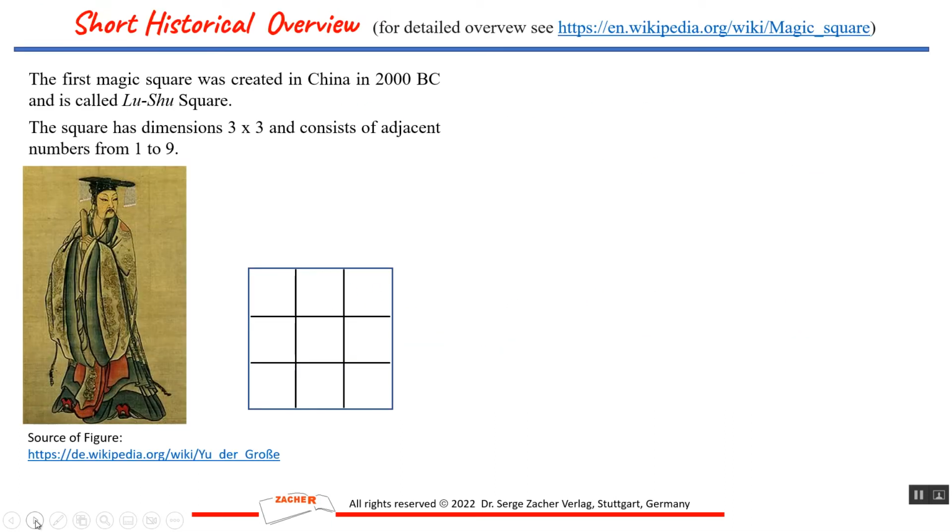The first magic square was created in China in 2000 BC and is called Lushu Square. The square has dimensions 3 by 3 and consists of adjacent numbers from 1 to 9.